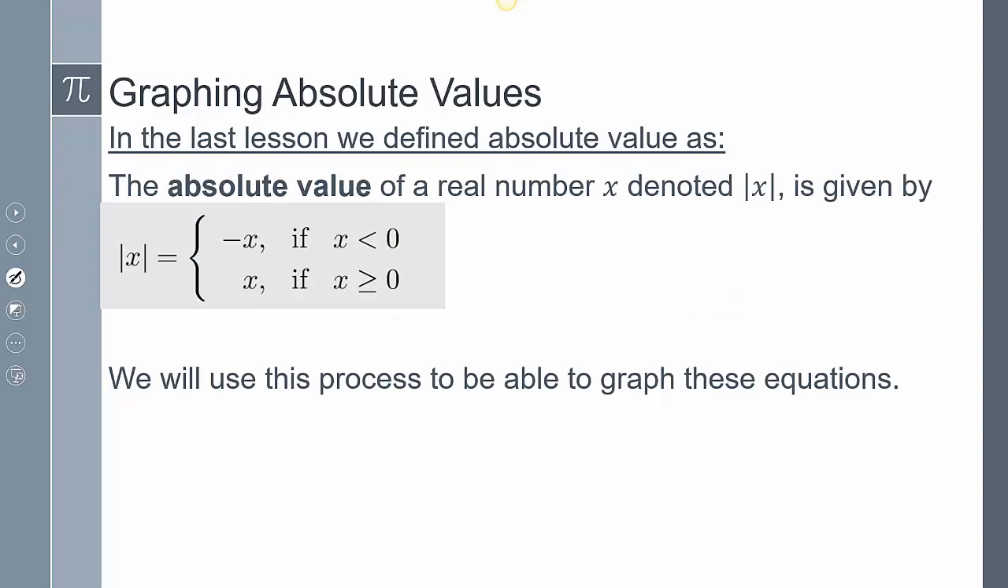So remember this definition. This definition is important for us to be able to graph these. The absolute value of x equals negative x if x is less than 0, and x if x is greater than or equal to 0. Now one thing to point out with this: whatever's inside the absolute value is what x refers to. That's all that x means, what's inside the absolute value. Anything else that's outside the absolute value, all of that remains the same.